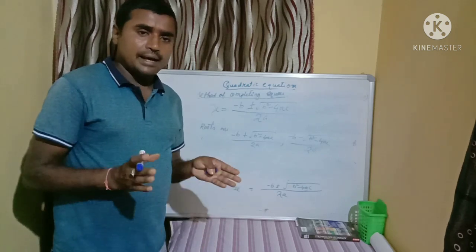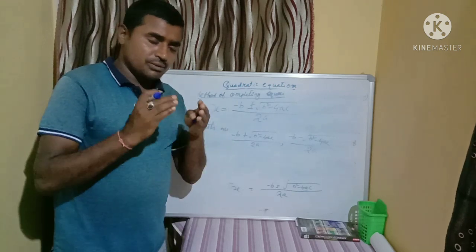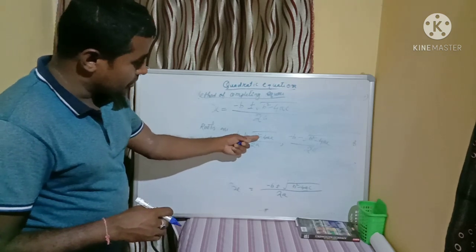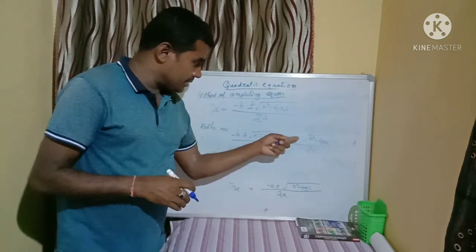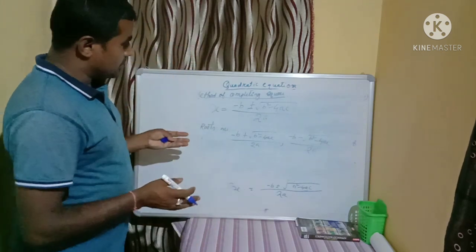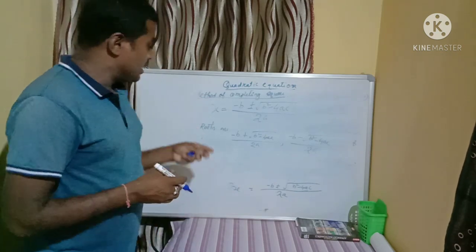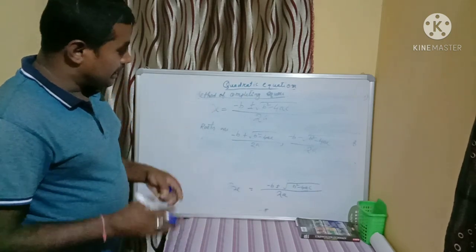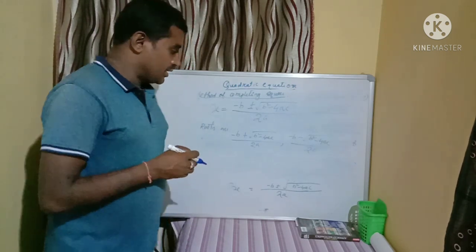So a quadratic equation always has two roots. Remember this line: a quadratic equation always has two roots. One root is minus b plus square root b square minus 4ac divided by twice a, and the other is minus b minus square root b square minus 4ac divided by twice a. So in this way, we can solve a quadratic equation by the method of completing the square.